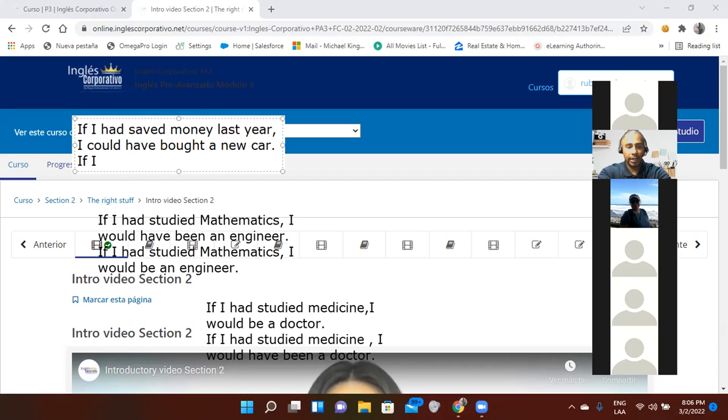Now, if I had saved money last year, si yo hubiera ahorrado dinero el año pasado, I could buy a car this year. Yo pudiera comprar un carro este año. So the second one is past regret, present result.